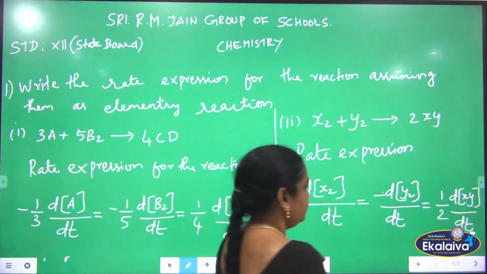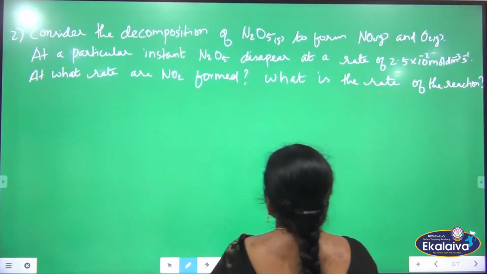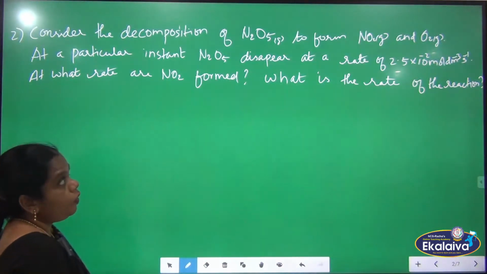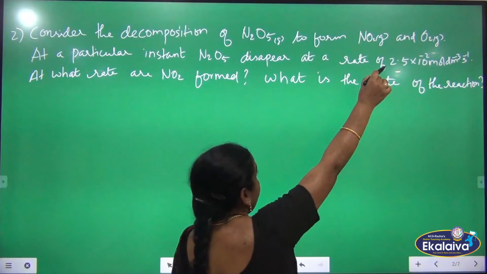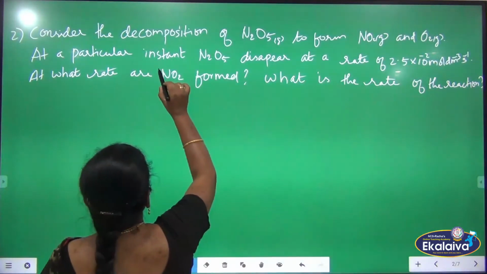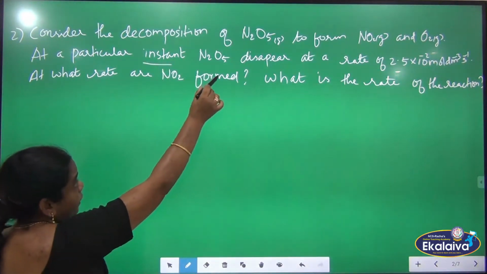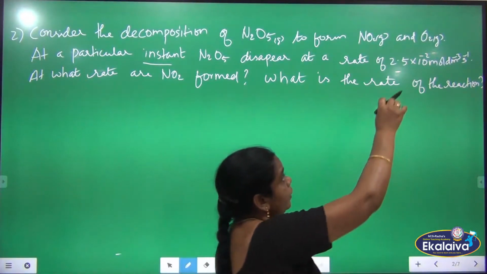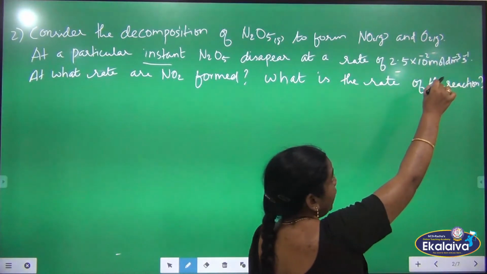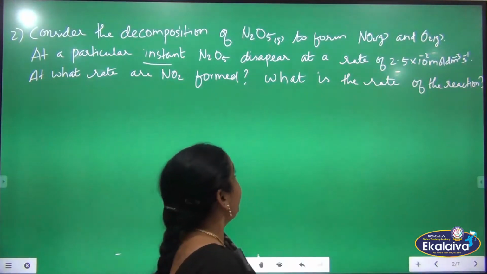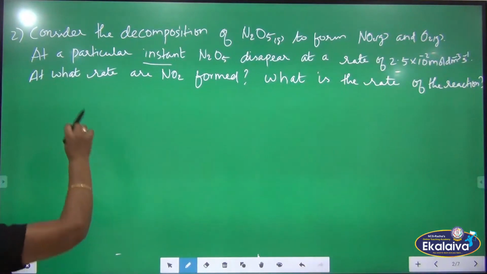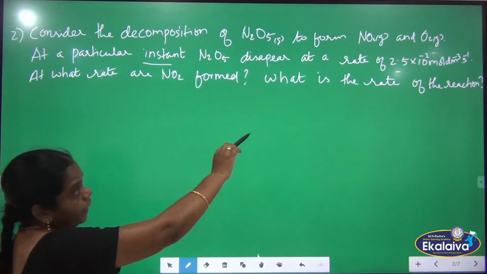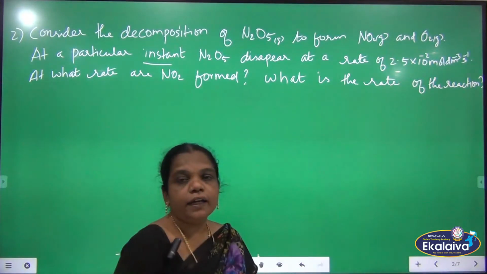And the next sum. Now, the decomposition of nitrogen pentoxide forms nitrogen dioxide and oxygen. At a particular instant, the nitrogen pentoxide disappeared at the rate of 2.5 into 10 to the power minus 2 moles per decimeter cube per second, and you have to find out at what rate the NO2 is formed and what is the overall rate of the reaction.